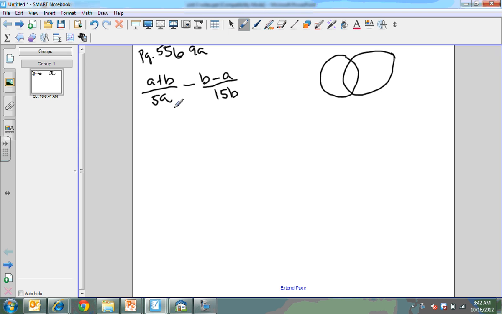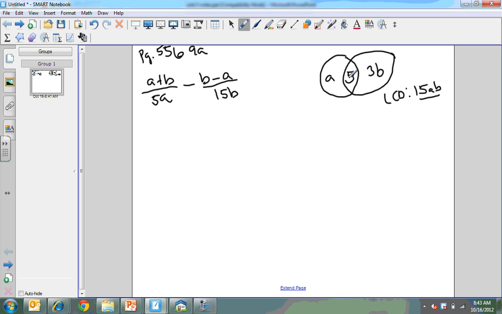Okay, between the two, the only thing that they have in common, so basically we're looking for a GCF between the two denominators here, is a 5. In the first one, that leaves me with an A. In the second one, if I factored out a 5 here, it would leave me with 3B. Okay, so A times 5 times 3 times B gives me an LCD of 15AB. So this is what my lowest common denominator is.